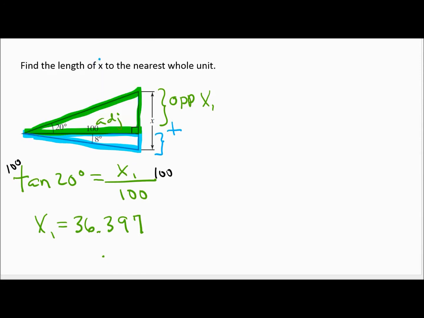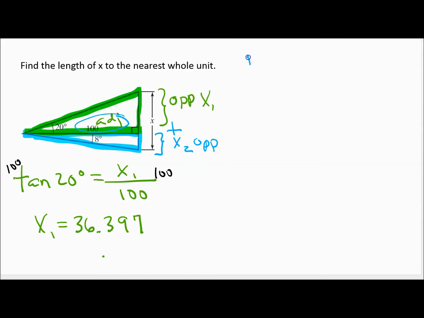I'm going to call this distance that we're looking for x2 for triangle 2. Notice we have an angle of 8 degrees. The side across from the 8 degrees is called opposite, so we're working with opposite again. The angle adjacent is the 100, so once again adjacent is 100. The hypotenuse is the side across the bottom here because it's across from the 90-degree angle. We don't know it, we don't need it. So again, what trig function involves opposite and adjacent? Well, the same one we've already used.